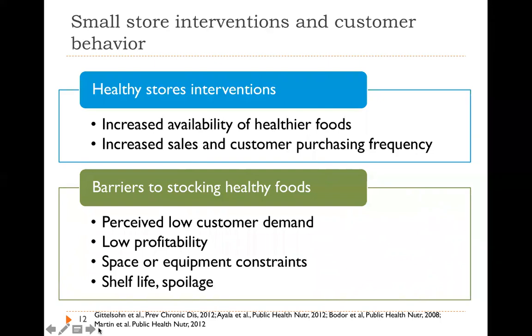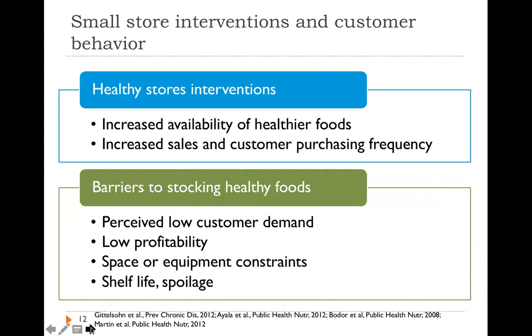But we've also learned from talking with small food store retailers that there are common barriers to stocking healthier foods. So for example, retailers perceive that there's low customer demand. They cite low profitability for healthier food items, a lack of space or equipment constraints, so they may not have appropriate coolers or things to store foods that might spoil more easily. And so one of the key things that we need to understand is how do we address those barriers and how do we help retailers stock healthy foods in their stores?